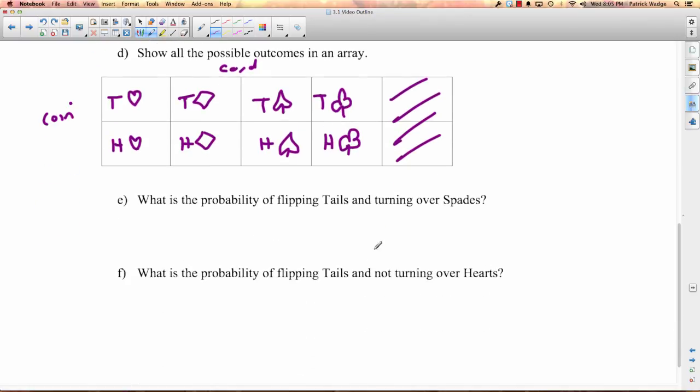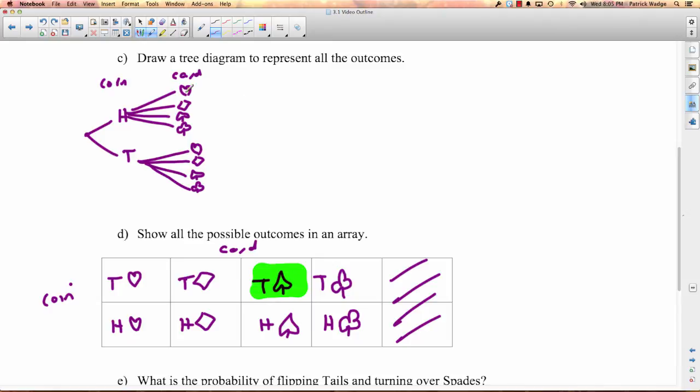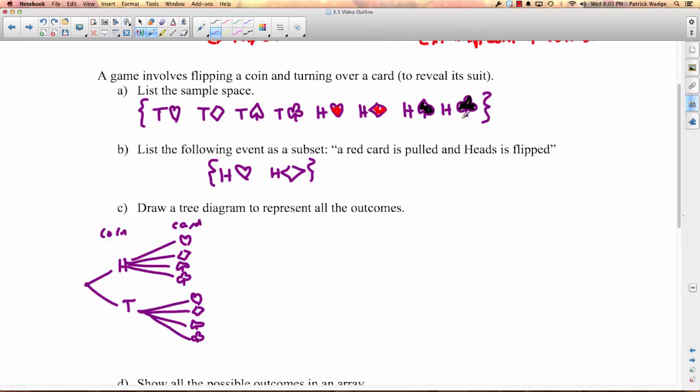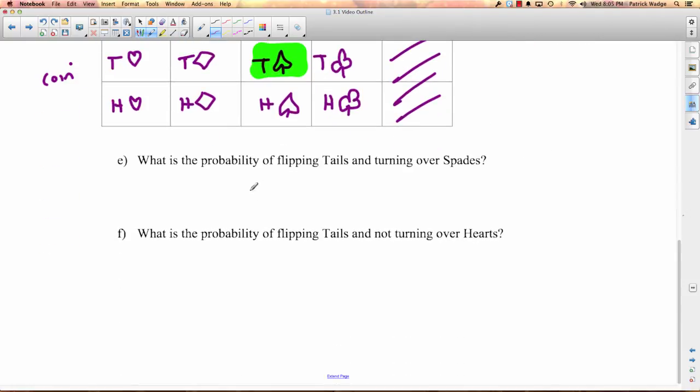What's the probability of flipping tails and turning over spades? So tails is the top one here, and turning over spades is this one right here. And remember, the way we get probability is we look at all the possible outcomes and we put that number on the bottom. So how many possible outcomes are there here? 1, 2, 3, 4, 5, 6, 7, 8. I suspect the bottom number is 8. And what goes on top is the number of favorable outcomes. In this case, a favorable outcome is flipping tails and turning over spades. There's only one of those, so the probability is 1 over 8.